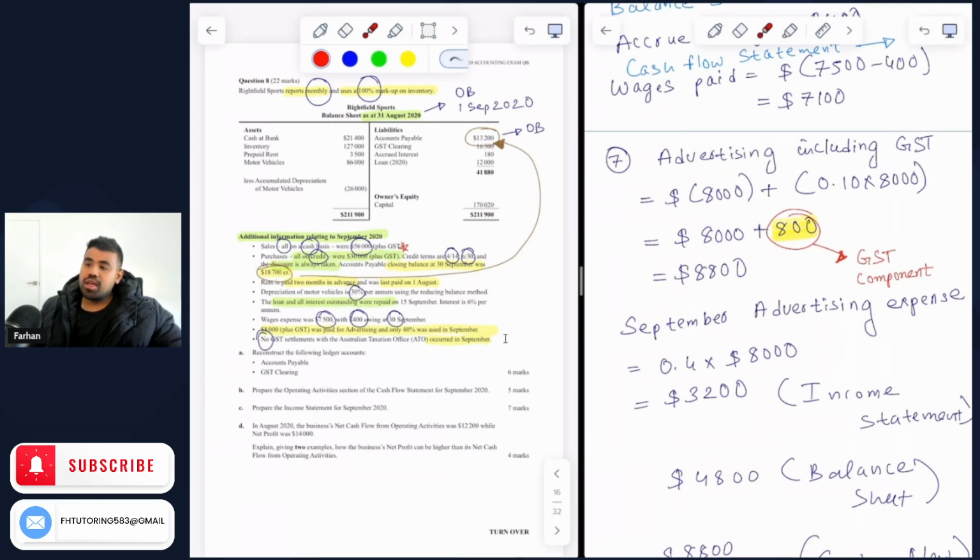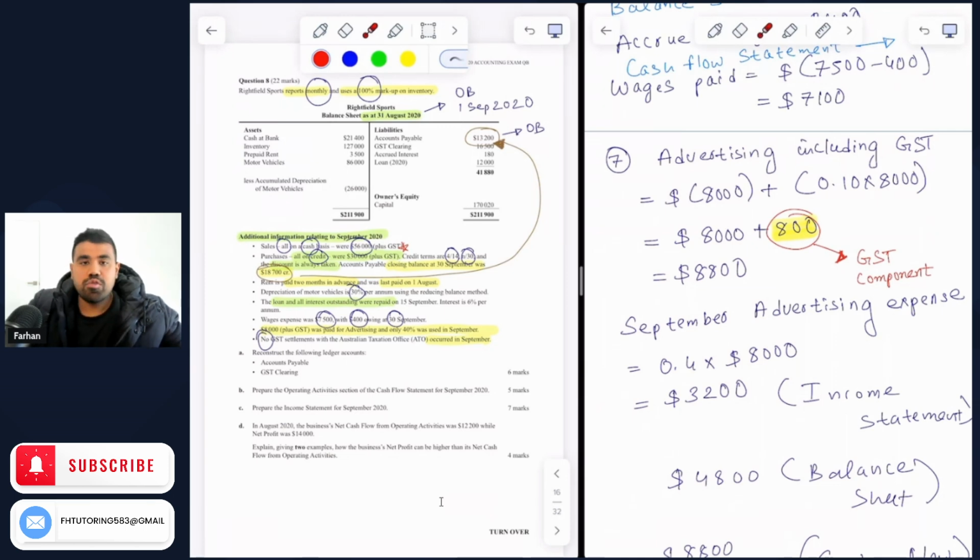You could also think about GST settlement, because let's just say we haven't paid the GST in August, for example. In that case, what would happen? That would result in a higher net cash flow from operating activities. But then GST doesn't really have any effect on profit. But if you were to pay the GST instead, it would have reduced your net cash flow from operating activities as well. So again, another example. Then what else can we think of?